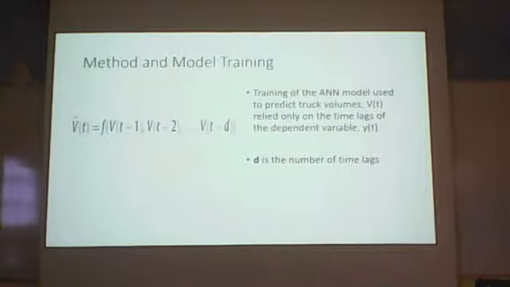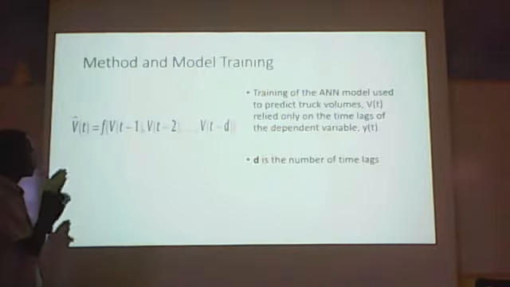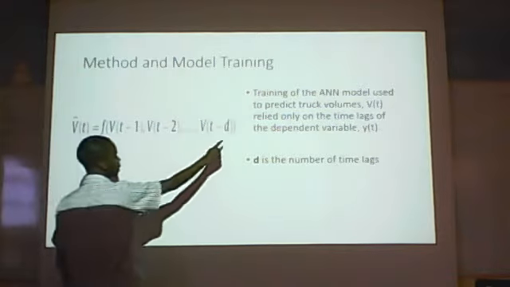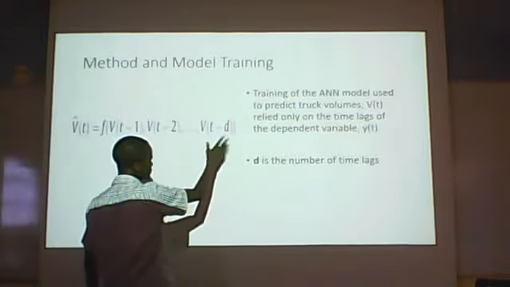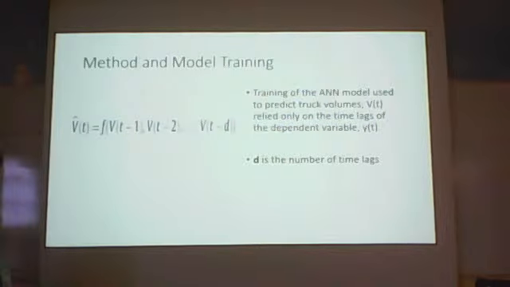Okay, so this is the formula. They said the training of a model for the traffic volume depends heavily on this part here. This is called the number of time runs. According to the paper, this is the most significant factor that determines the traffic volume.